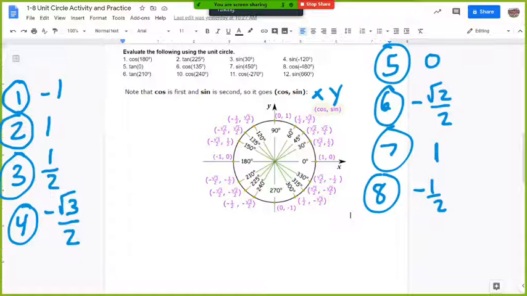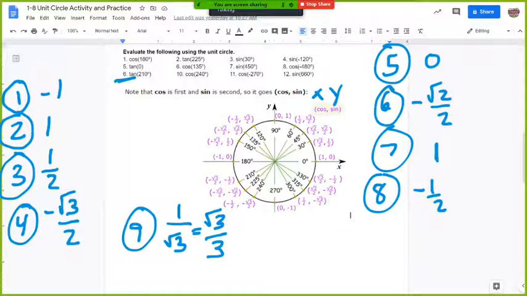My numbering's off a little bit. That should be a 9 right there. So number 9, tangent of 210. You're going to do y over x. So it's a negative over a negative, so it's going to be positive. And since the denominators are the same, I could just divide the numerators, and it comes out to be root 3 over 3.